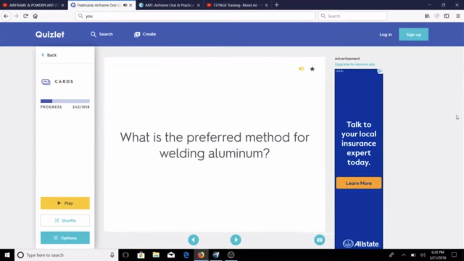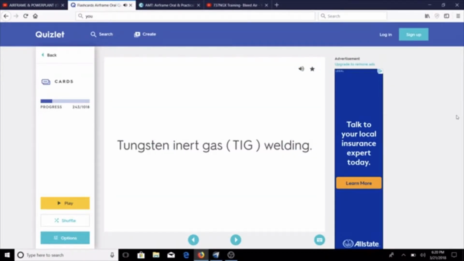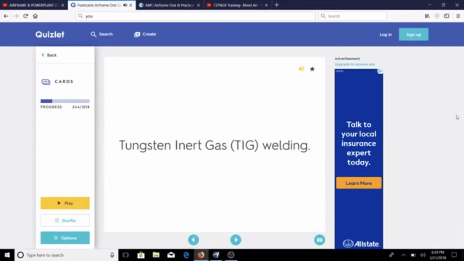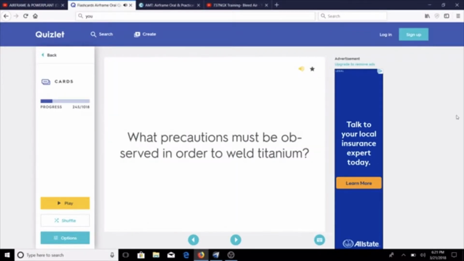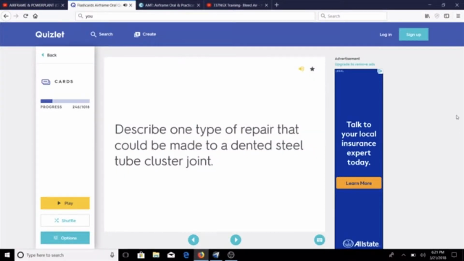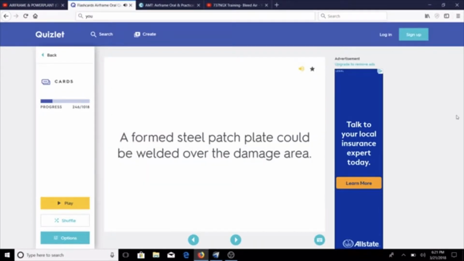What is the preferred method for welding aluminum? Tungsten inert gas welding. What type of method is used when welding magnesium? Tungsten inert gas welding. What precautions must be observed in order to weld titanium? All traces of oxygen and nitrogen must be kept away from the weld area. Describe one type of repair that could be made to a dented steel tube cluster joint. A formed steel patch plate could be welded over the damaged area.